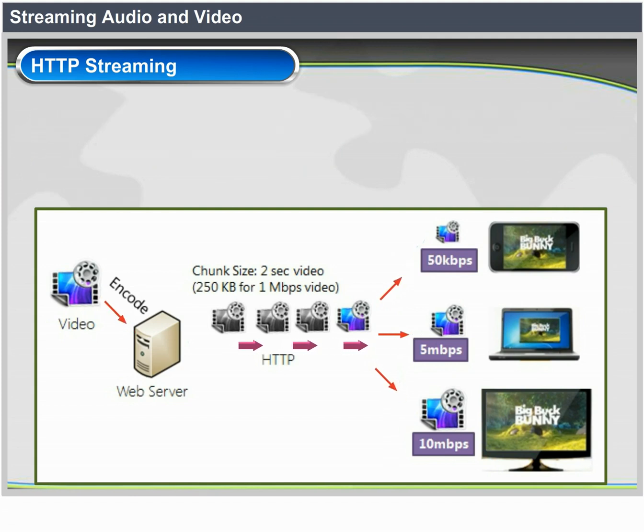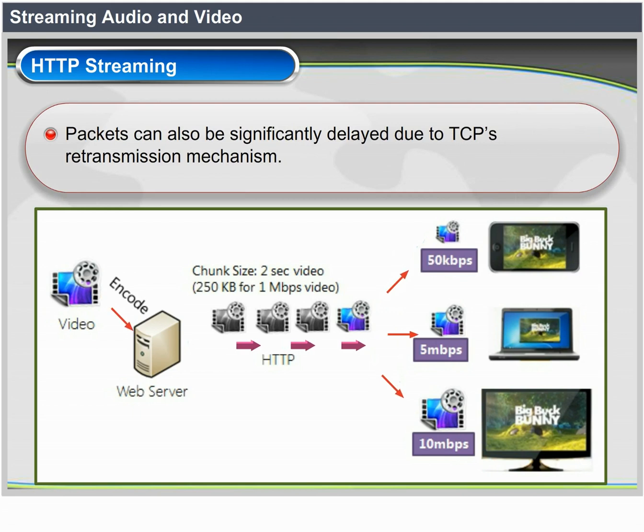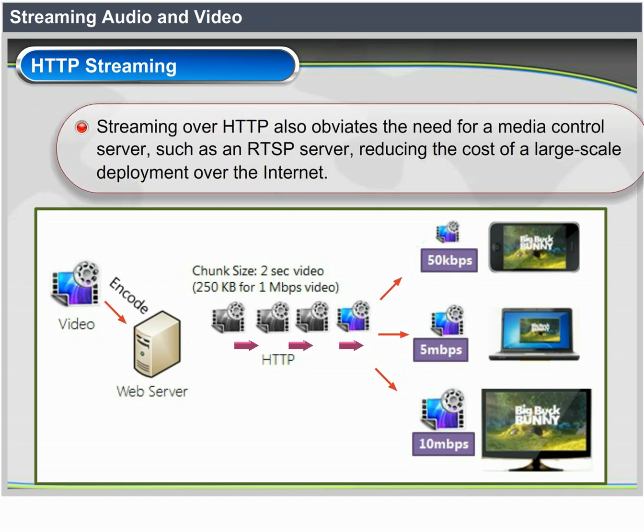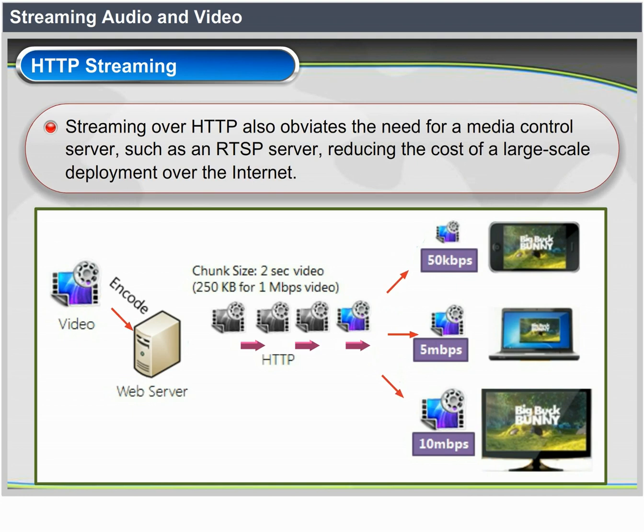Packets can also be significantly delayed due to TCP's retransmission mechanism. The use of HTTP over TCP also allows the video to traverse firewalls and NATs more easily. Streaming over HTTP also obviates the need for a media control server such as an RTSP server, reducing the cost of a large-scale deployment over the internet.